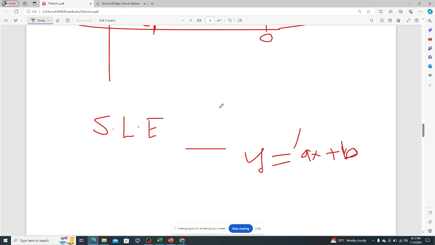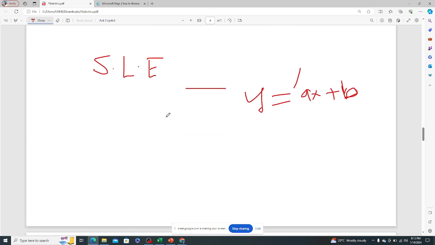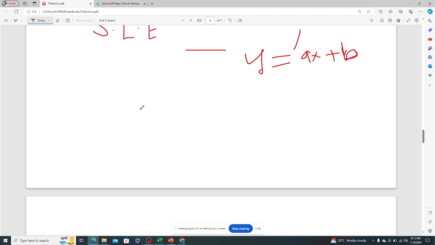This is simple linear regression equation. But for multiple linear regression, MLR, the equation will be equal, that is our dependent variable will always be 1. But we'll have different independent variables.